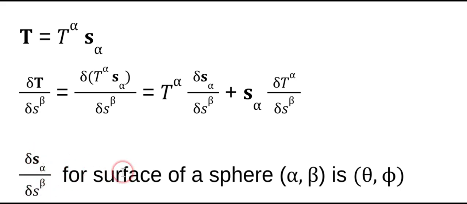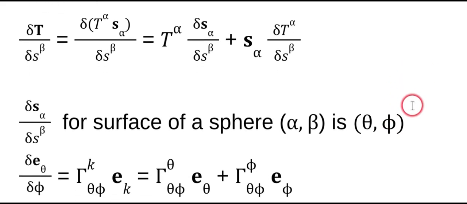So let's do an actual example. In our case, alpha and beta are theta and phi. We can write out, the way we normally would, the change in e theta with respect to phi. That gives us this Christoffel symbol with this summation index. Our free indices are theta and phi, and our summation index, the first case is theta, the second case is phi.